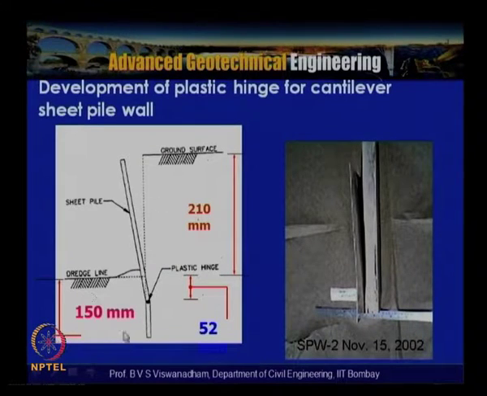The post investigations have revealed that the plastic hinge formed 52 mm below the dredge line, and this is the 150 mm which is the depth. So you can see this is the point physically here. This is the point where the sharpening of the bending moment also occurred.